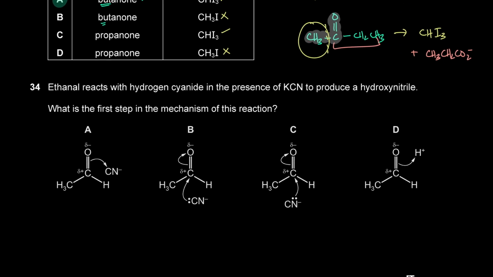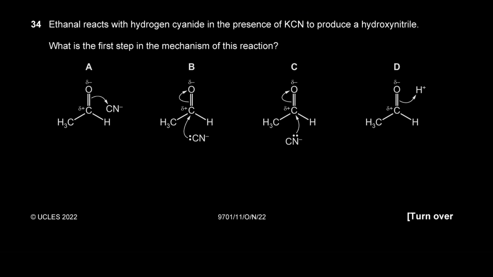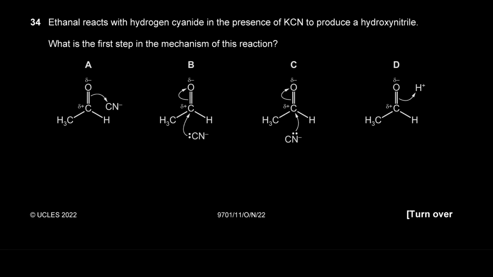Ethanal reacts with hydrogen cyanide in the presence of KCN to produce a hydroxynitrile.